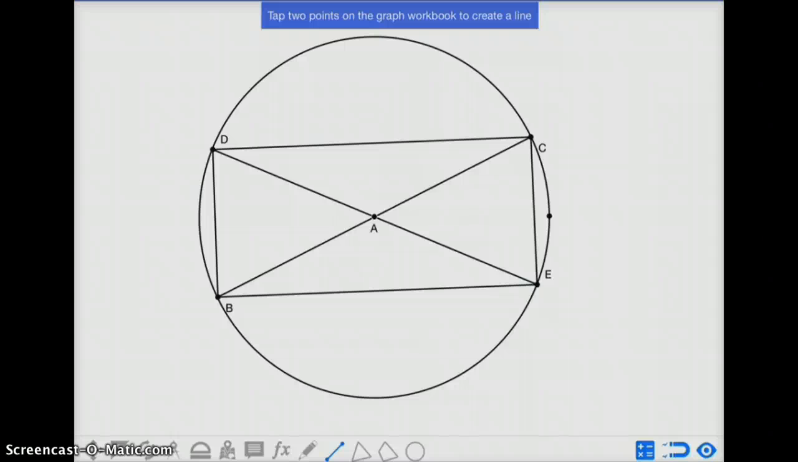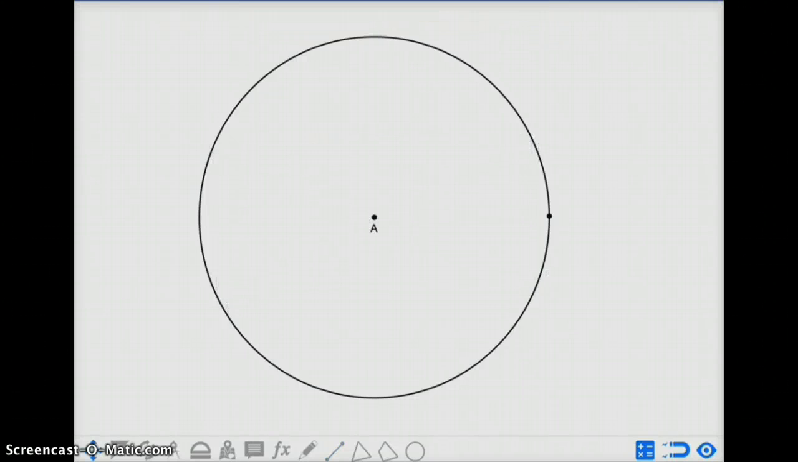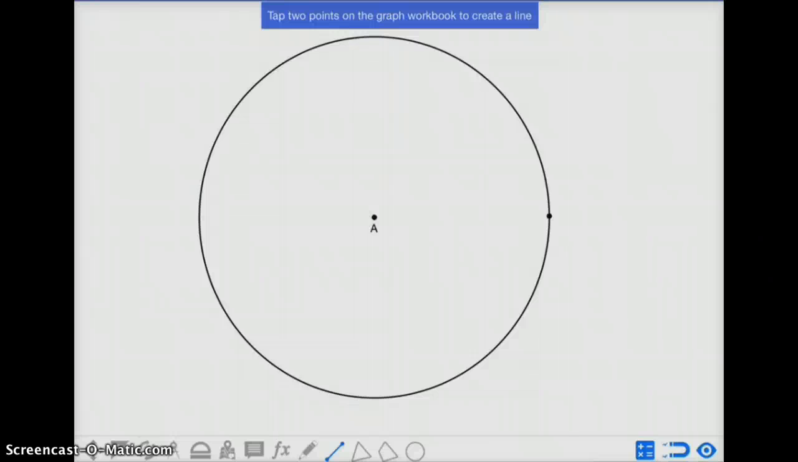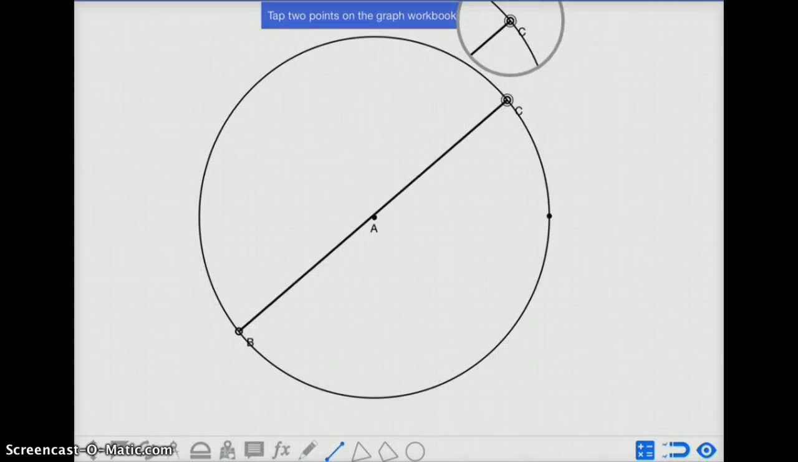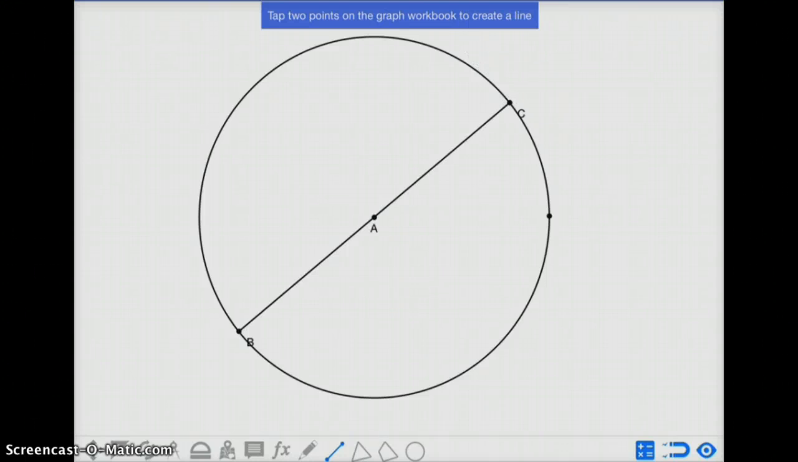Now let's do it for a square. The difference between a rectangle and a square is that not only are the diagonals congruent, but they also are perpendicular to each other. So to do this, I'm going to create my first diagonal, and then from that I'm going to create a perpendicular bisector.